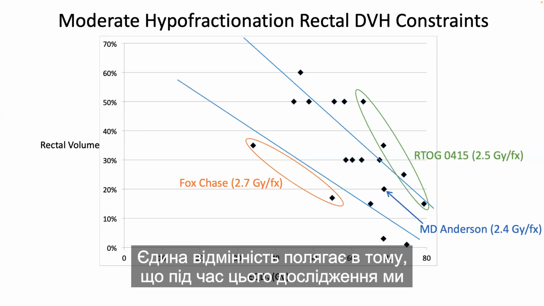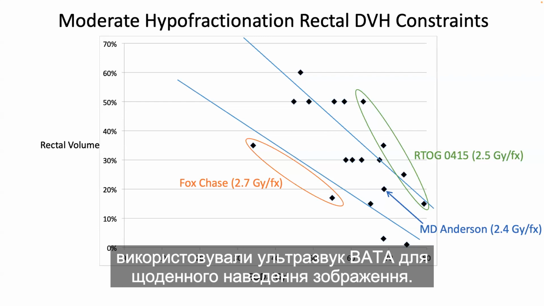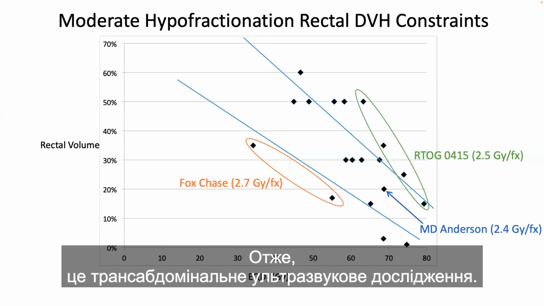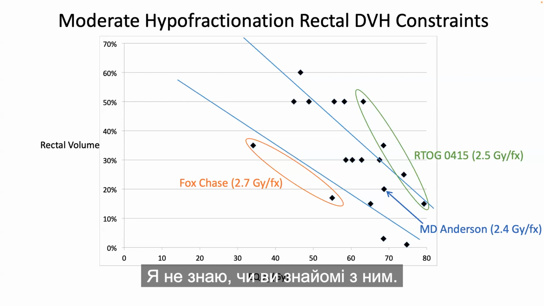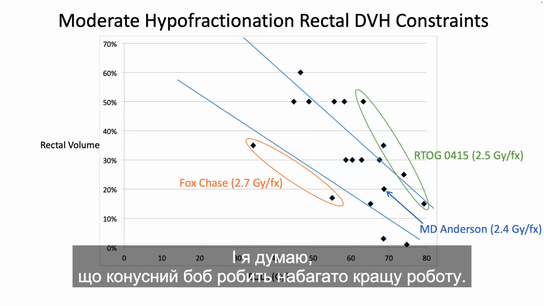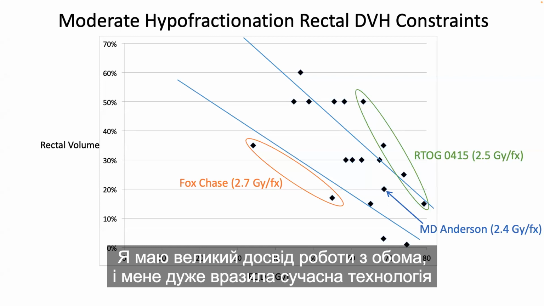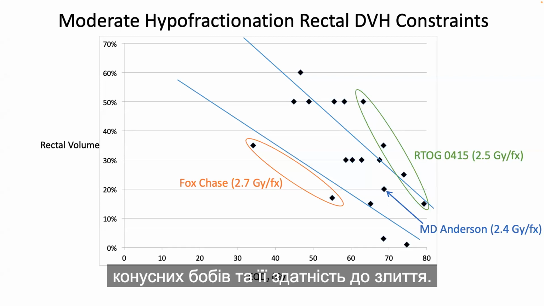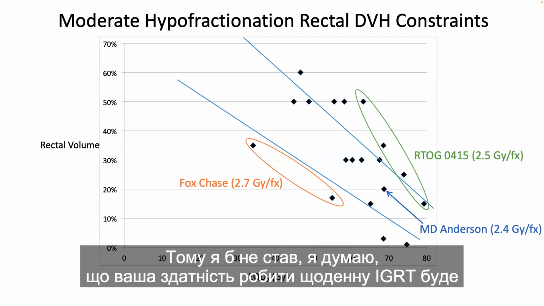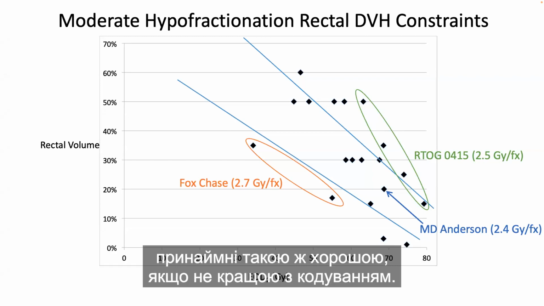because it was exactly what was used. Now, the only difference being, when this trial was done, we were using the BAT ultrasound for daily image guidance. That's transabdominal ultrasound. I don't know if you're familiar with that. It's an older technology. It's been retired. It's in the technology hall of fame. And I think cone beam does a much better job. I have a lot of experience with both, and I've been really impressed with modern cone beam technology and its ability to fuse. So I would think your ability to do daily IGRT would be at least as good, if not better, with cone beam.